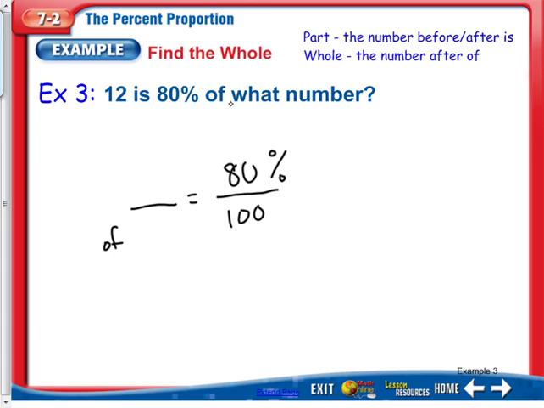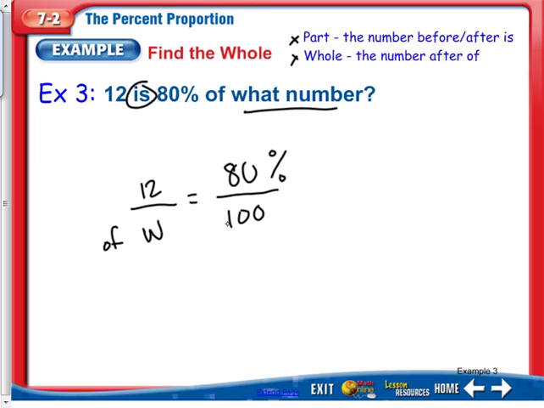Now it says of what number? Of what number? Now I don't have a number for of, so I'm going to put W for whole, because that's where I put my whole. Now look up here, part. The number before or after is. Is right here, so that's where I put 12. Okay, you always just got to check your rules. Check your rules, check your rules, okay?